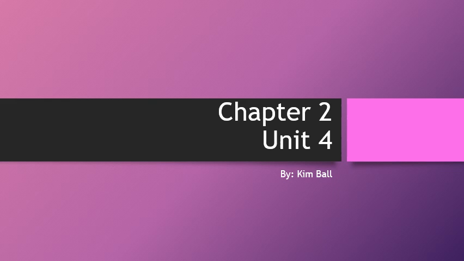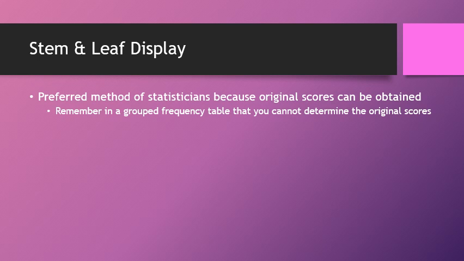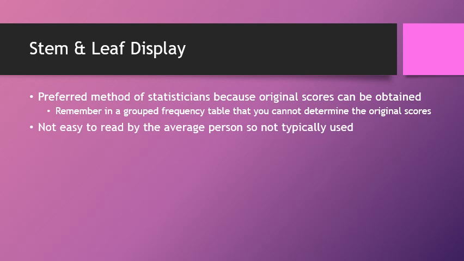This is Chapter 2, Unit 4. We're going to talk about a stem and leaf display. This is a preferred method of statisticians because original scores can be obtained. Remember, in a grouped frequency table, you cannot determine original scores.